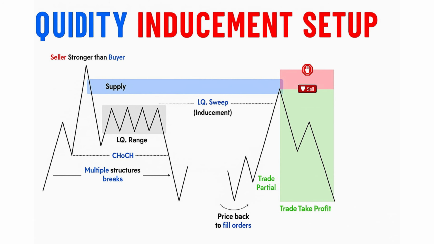But here's the advanced part. Don't be surprised if price pulls back to fill the orders at the original breaker or supply zone. This is the backing and filling of institutional orders. Once that's done, price typically continues in the intended direction, allowing you to take your full profit. This is the complete cycle of how smart money manipulates retail to move the market and where you can step in to profit from their game plan.